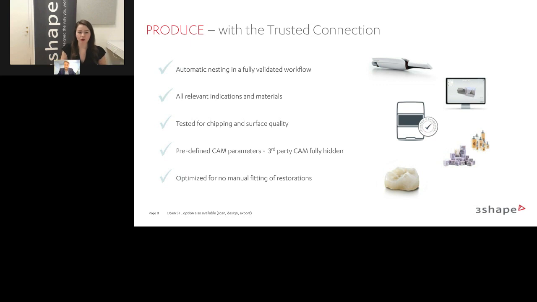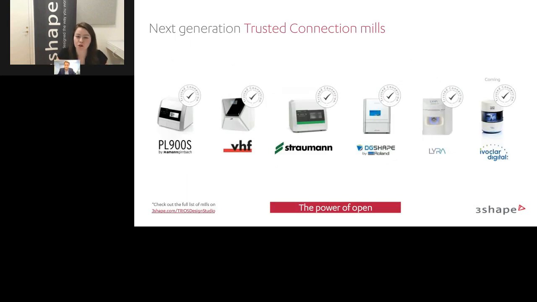Now, this is just an example of the trusted connections mills that we have on offer. We have the Amann Girrbach, VHF, Straumann mill, the DG Shape mills, and Lyra mills, and as the newest addition to the portfolio, we also have the Ivoclar PM1 Programill One mill, and that will be available for customers.